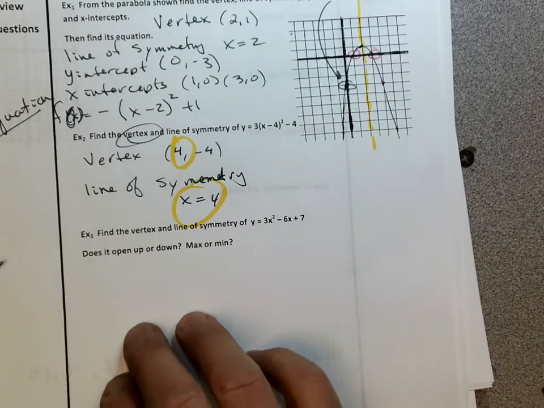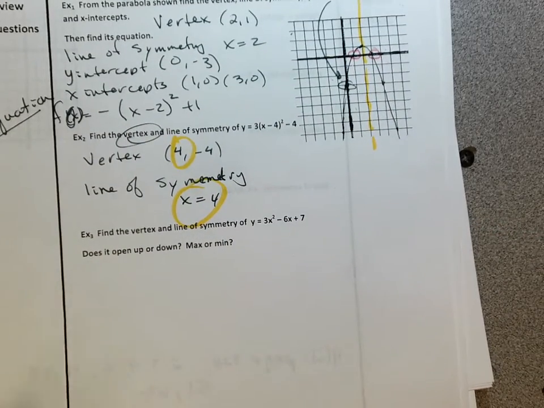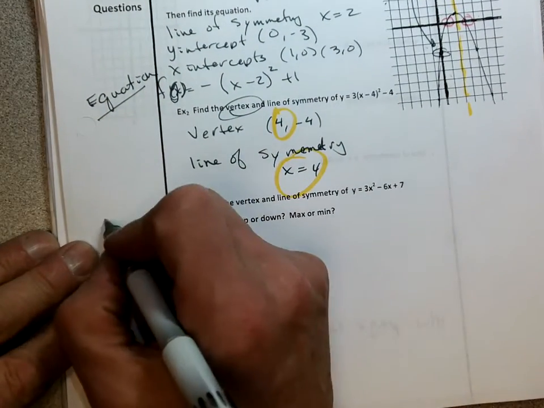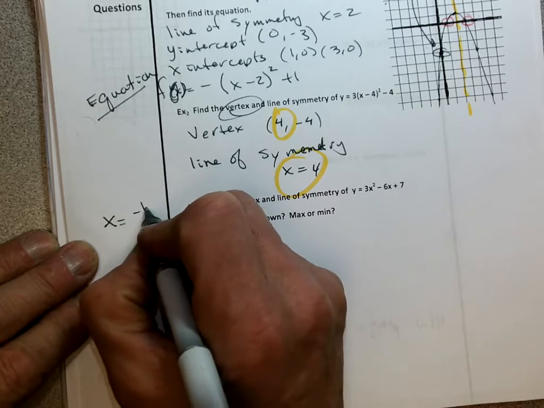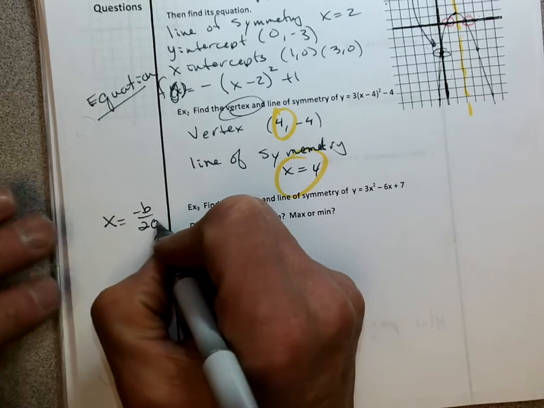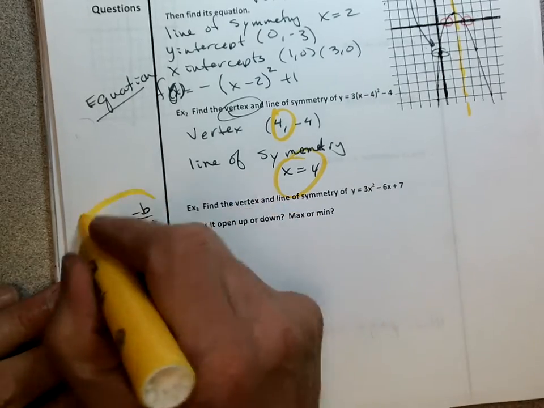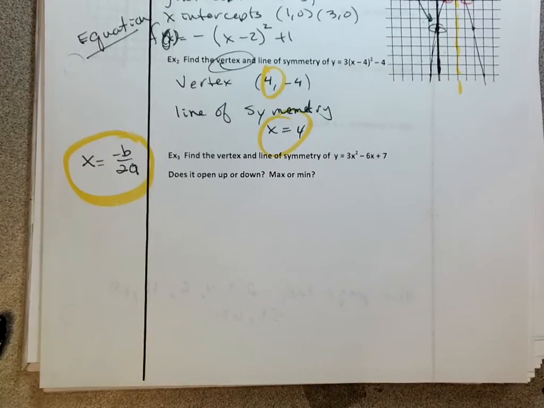All right, now example 3. New stuff. It's okay, we can do it. Because we're going to go back, and before I do anything else, I'm going to write that formula down. x equals negative b over 2a, right? I'm going to circle it, highlight it, okay? We're in standard form now, so I'm going to use that formula for sure.